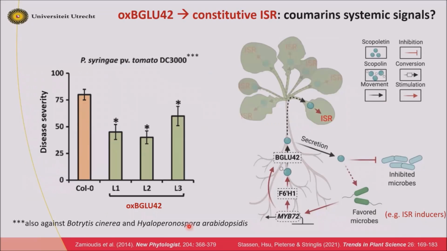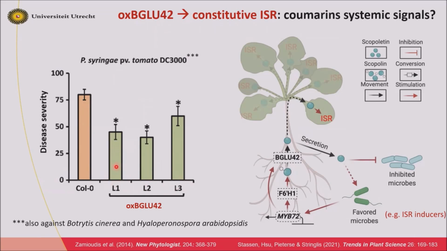Well, another thing that I already mentioned earlier is that if you overexpress the BGLU42, then you get a constitutive induced systemic resistance, indicating that the production of, for instance, scopolamine that is mediated by this BGLU42 activity might be important for the onset of induced systemic resistance. So here we see again the system. If you overexpress BGLU42, we get enhanced resistance. This is the wild type, and these are the overexpressors, 3 different lines.